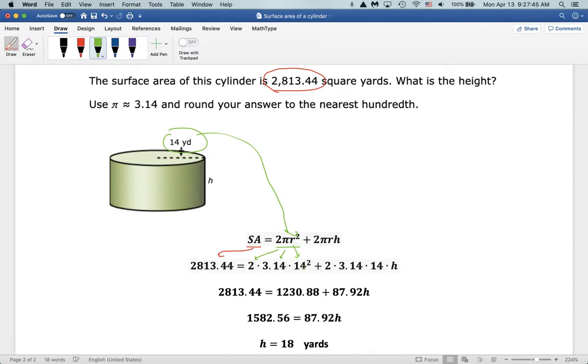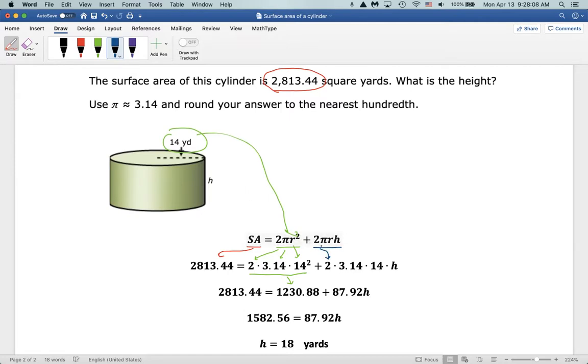Now I'm going to make sure I square the 14 first. Don't multiply first. Do your exponent first. So I'm going to do 14 squared on my calculator, times 3.14, times 2, and all of this becomes 1,230.88.